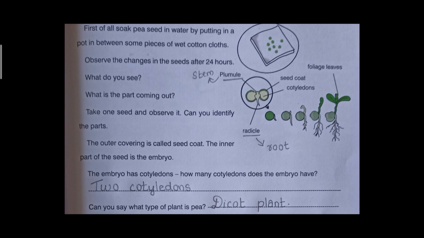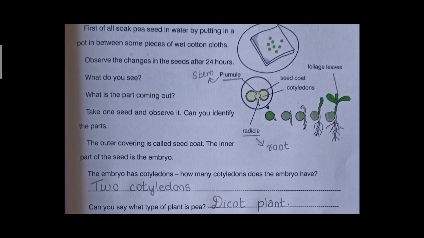Look at the structure. It is labeled seed coat. Seed coat is the outer covering of the seed. And cotyledons also labeled. There are other 2 parts. One is written as plumule. Another one is written as radicle.